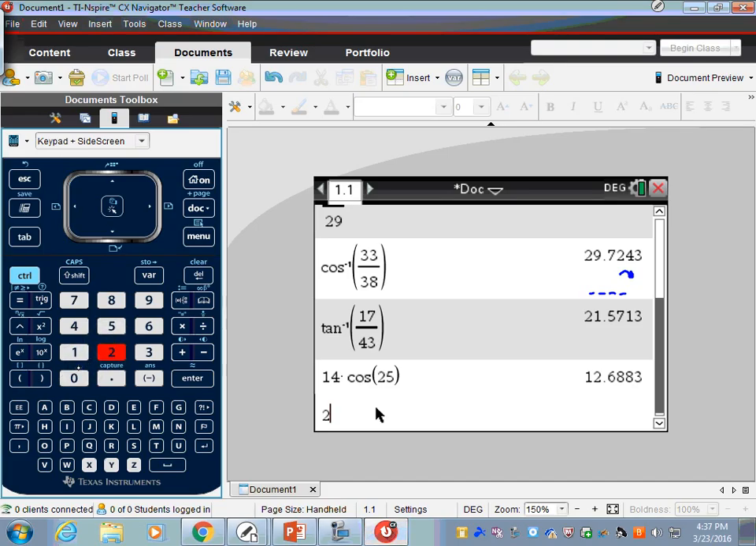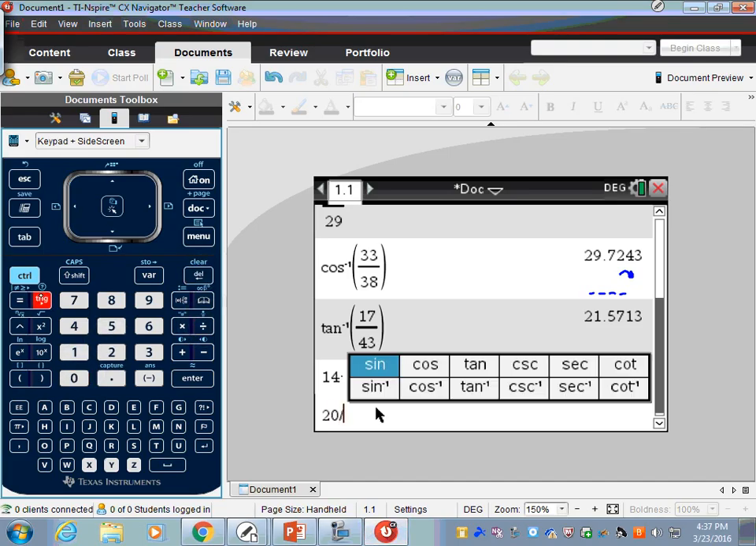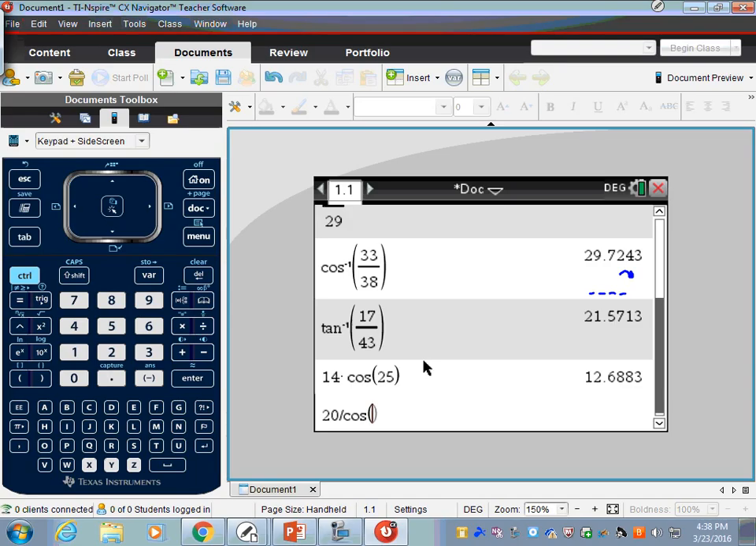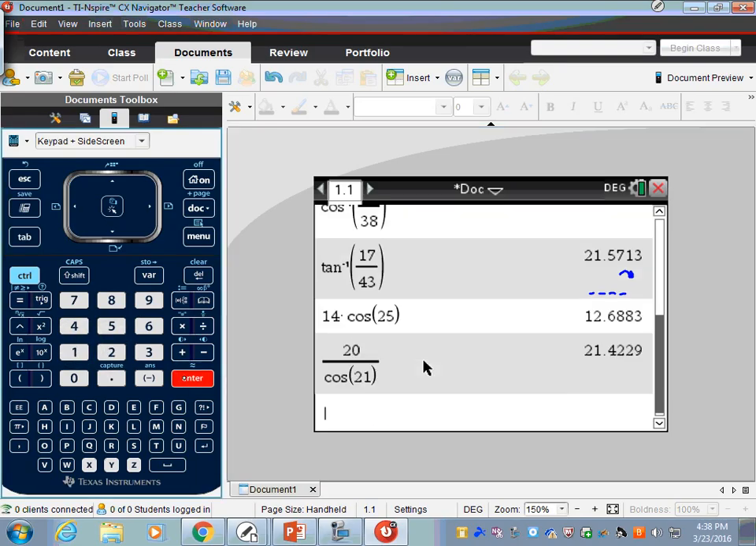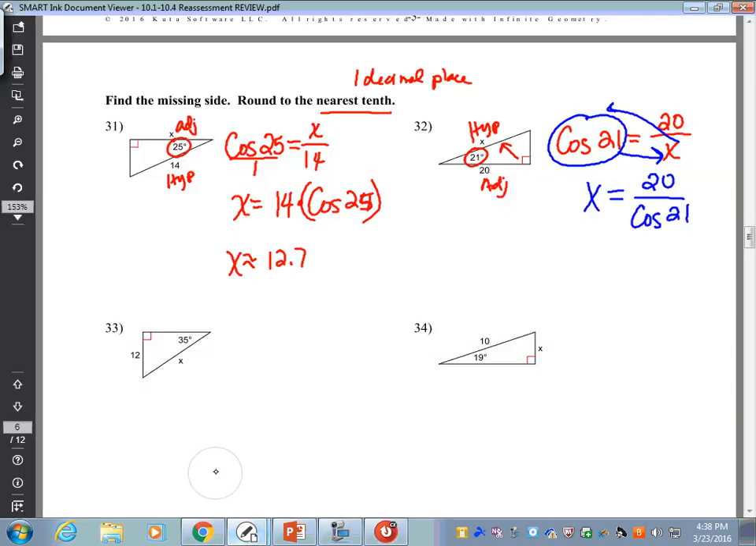So 20 divided by trig cosine 21. We're going to round to the nearest tenth. So we see 21.4.